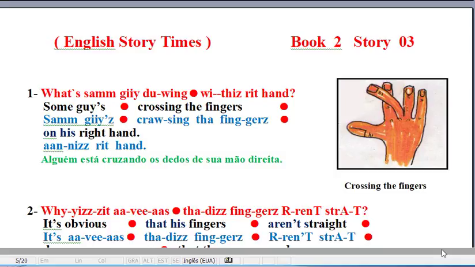Line 1. Some guy is crossing the fingers on his right hand. Question. What's some guy doing with his right hand? Some guy's crossing the fingers on his right hand.